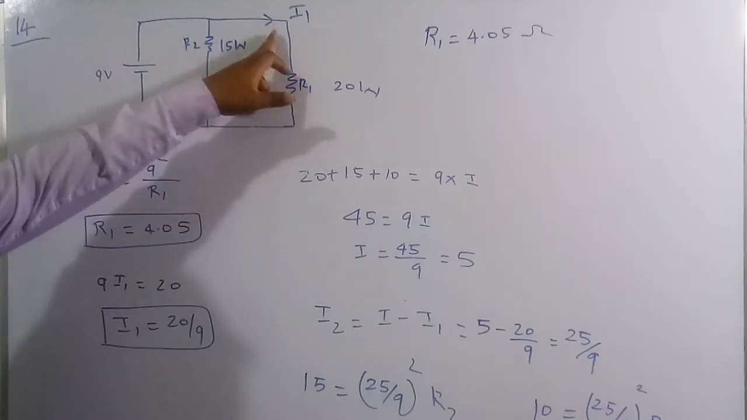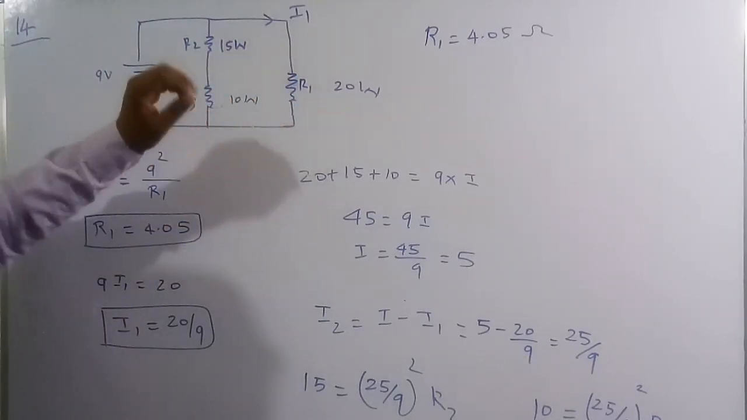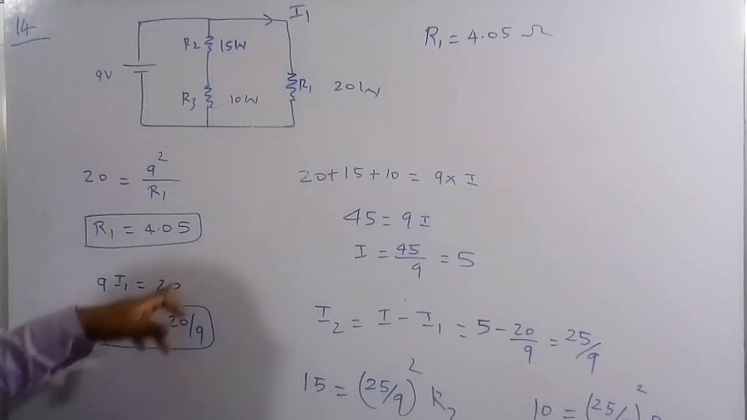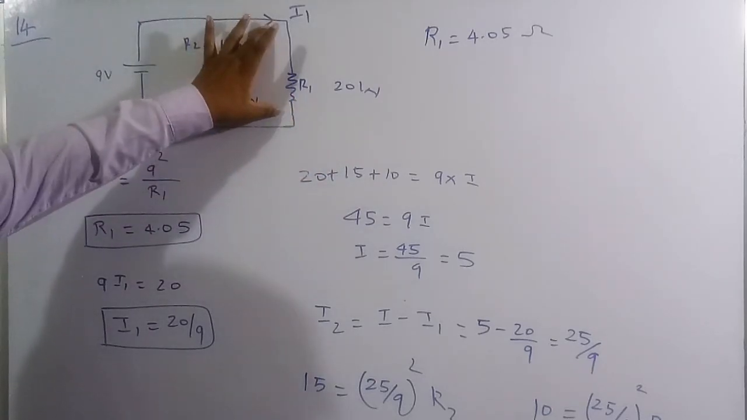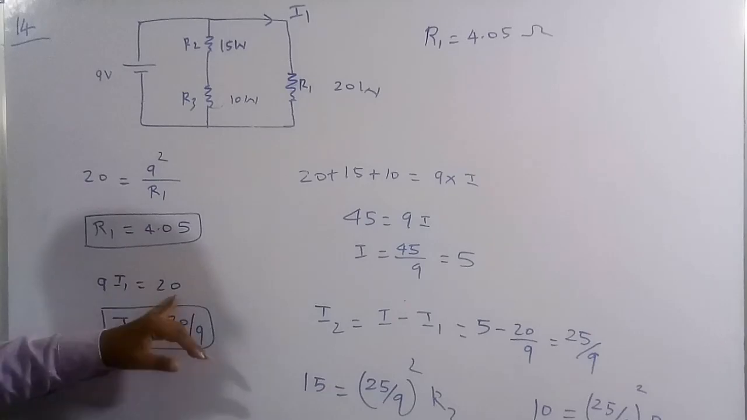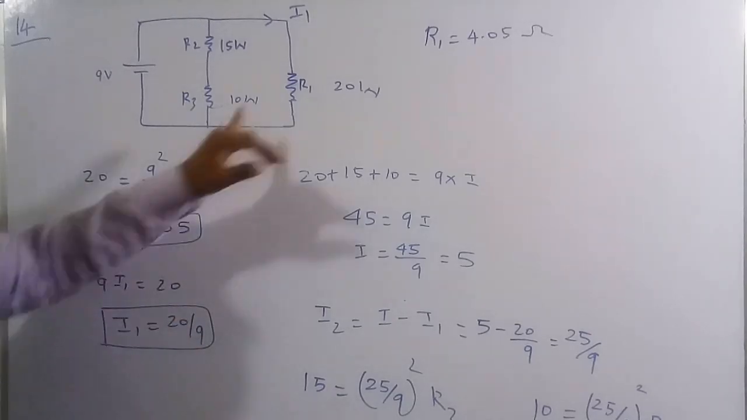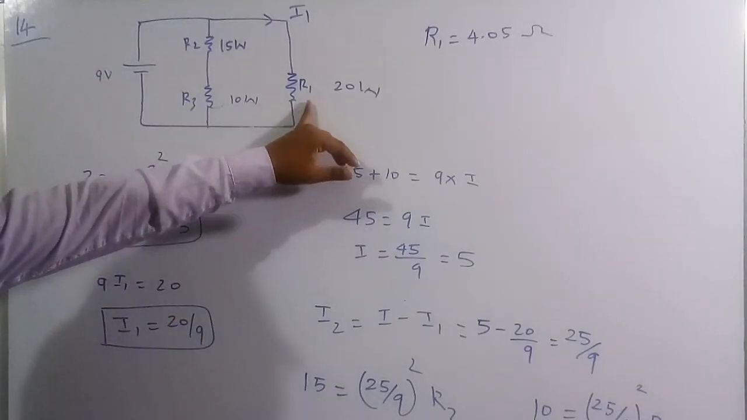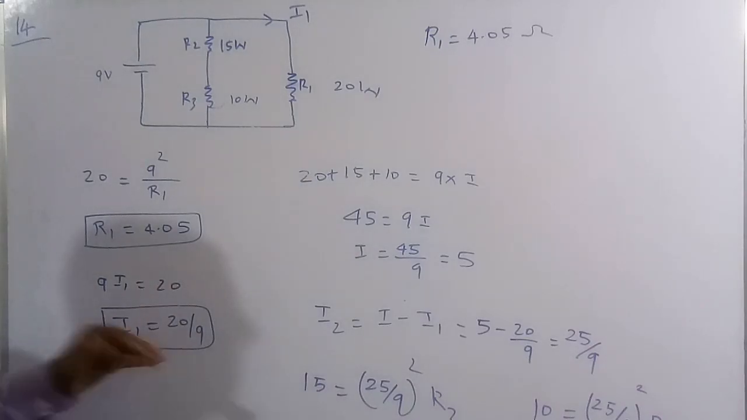Now I want to know the value of the current I1. So therefore P is equal to V into I. So P is equal to 20 watt, the voltage across this resistor is 9 volt and the current is I1. So 9 into I1 is equal to 20. So the current flowing in this resistor or 20-watt bulb, which is I1, is equal to 20 by 9.